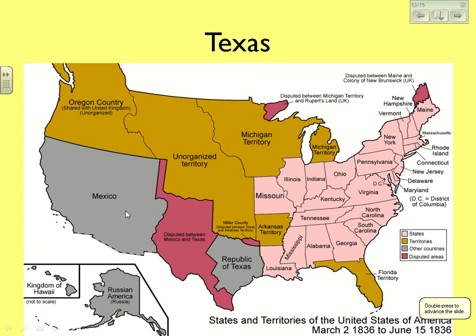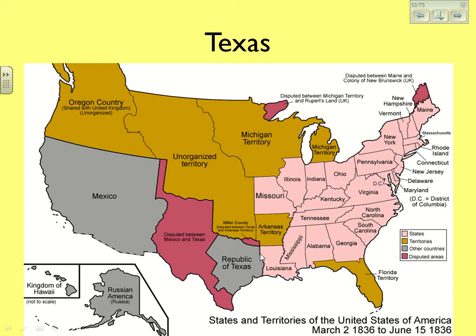Hello, welcome to the lecture on Texas and the story of how Texas became part of the United States of America. So Texas, on this map, is an independent country that has broken away from Mexico. It was a province of Mexico and had not joined in with the United States. And it's the only U.S. state that existed as its own independent country before becoming part of the United States.